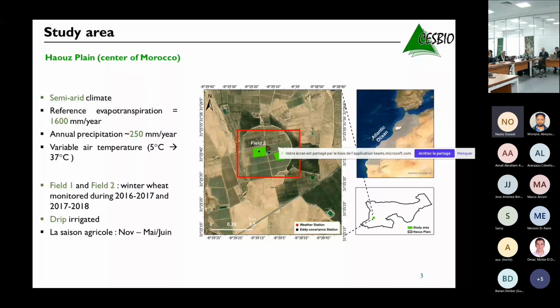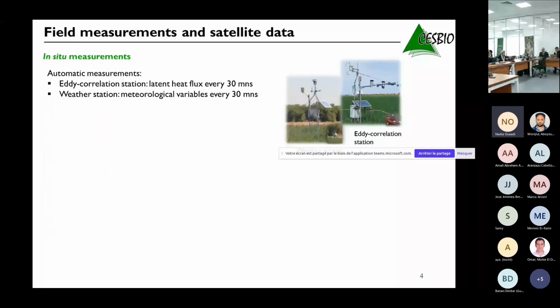Among the different measurements that were collected over the 2 fields in this study, we have used the automatic measurements from the eddy correlation stations to measure the latent heat flux and the weather station to measure the meteorological variables, and both give us a measurement every 30 minutes.